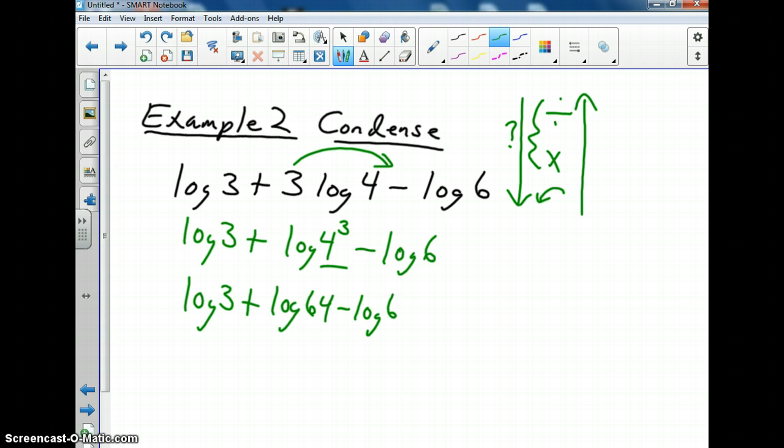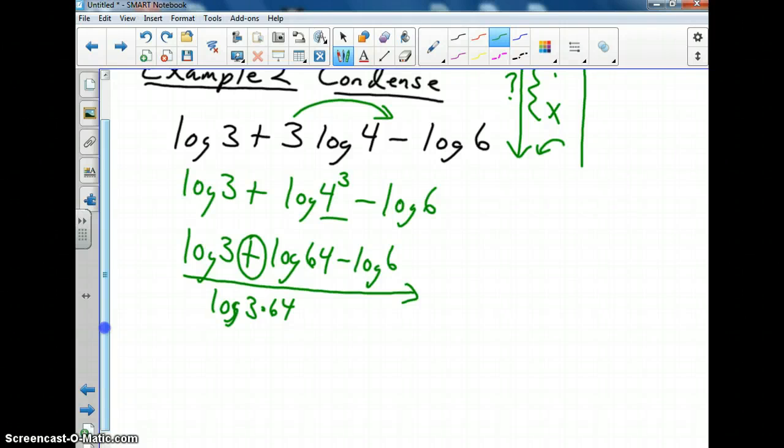Okay, so now we got this. Okay, now here comes the thing. You're going from left to right when you read mathematics, right? So look at what you see first. You see this first, so you're going to do log 3 plus log 64. So addition means multiplication, right? That means you're going to multiply them. So log 3 times 64. So how much is 3 times 64? Do that now. 192 is right. Okay, so now you got log 192.